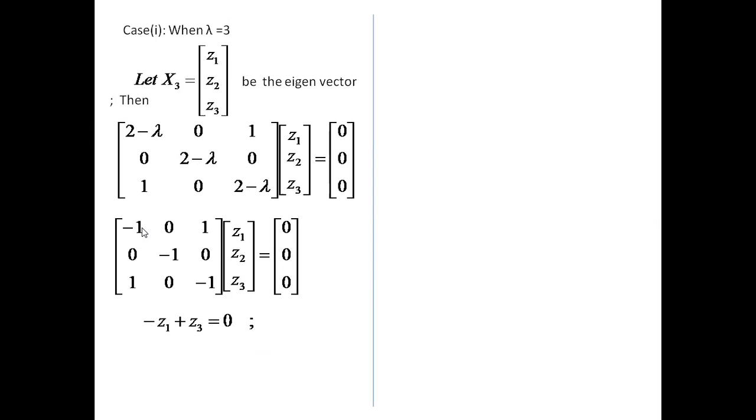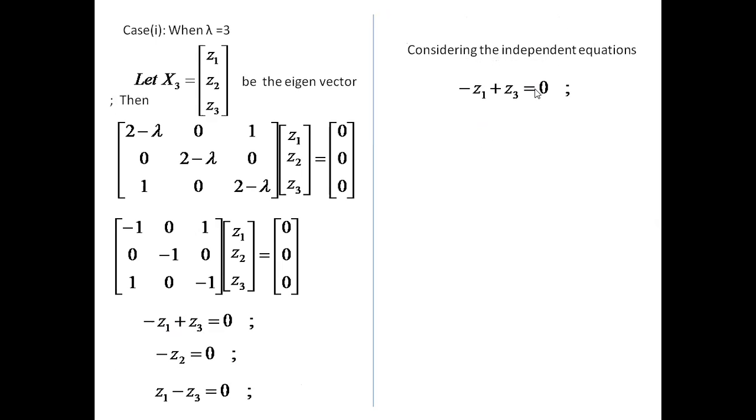Expand this matrix: minus 1 into z1 plus 0 into z2 plus 1 into z3 is equal to 0. The second equation is minus z2 is equal to 0. The last one is similarly obtained. Now take two independent equations. Minus z1 plus z3 is equal to 0. If you multiply this one by minus sign, this becomes z1 minus z3 is equal to 0. That means these two are the same equation. So we take only these two independent equations: minus z1 plus z3 is equal to 0, and the last one is a multiple of this, so it is dependent. So minus z2 is equal to 0, or z2 is equal to 0.